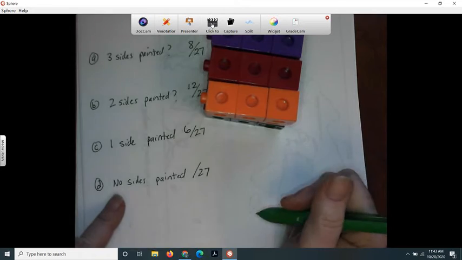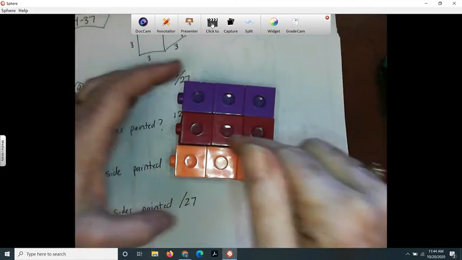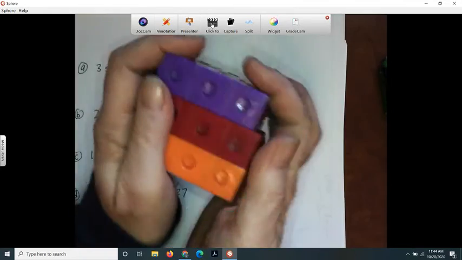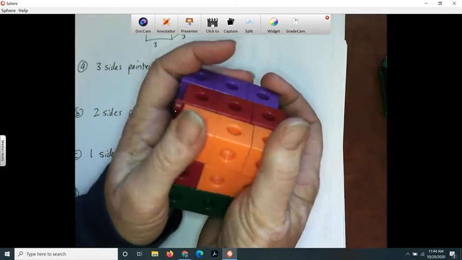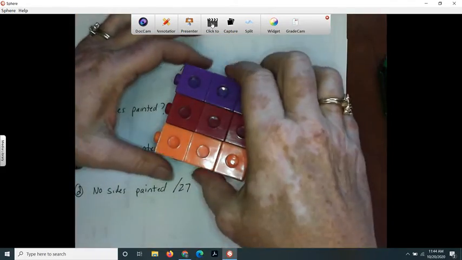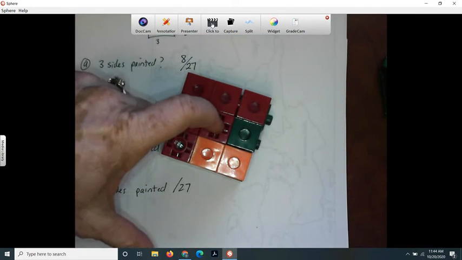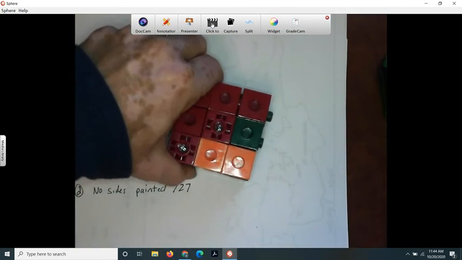And then how many would have no sides painted? Are there any cubes that are in the very inner core of this cube? Are there any that wouldn't get any paint on them? Well, this top layer would certainly, everything would get paint on it. But I think there's just this one right here in the very center. That's the only one that wouldn't get paint on it. That one on the bottom will get paint. So I think there's just one.